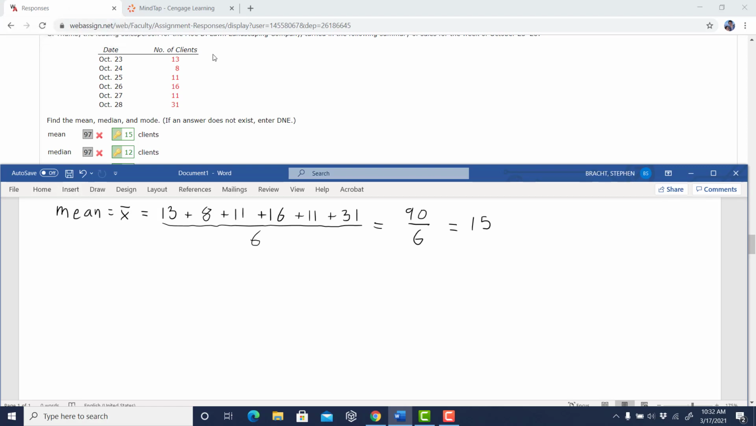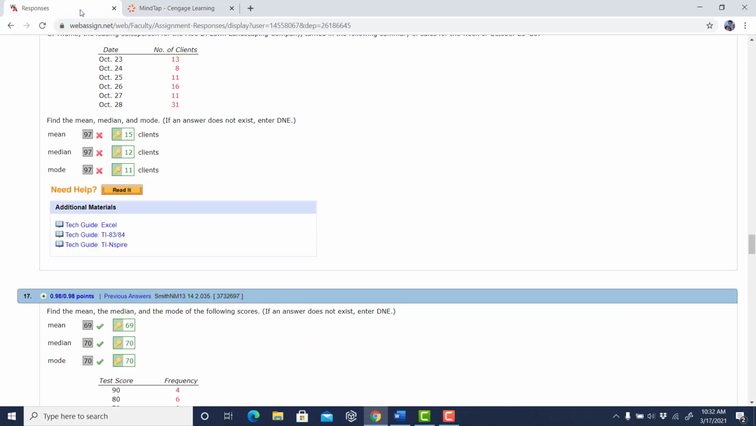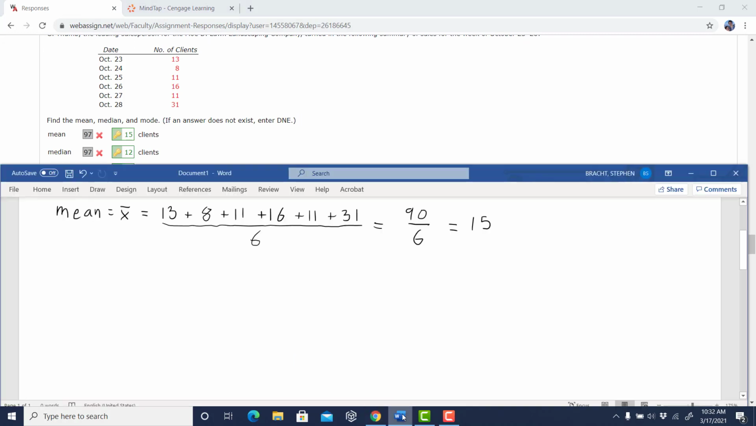Let's come back over here to our textbook and look at the definition of the median. The median is the middle number when the data values are arranged in order of ascending size. If there are two middle numbers, in the case of an even number of data, the median is the mean of the two middle numbers. So coming back to our data set, we first have to arrange our data values in order from smallest to largest. The smallest number is 8, and then I have two 11s, and then I have a 13, and I have a 16 and a 31.